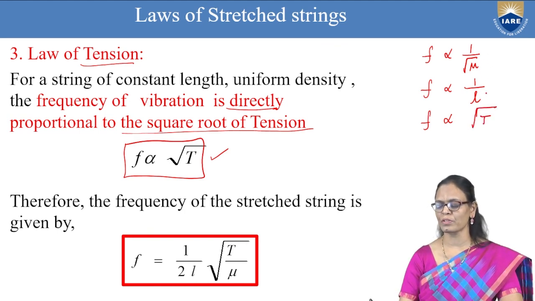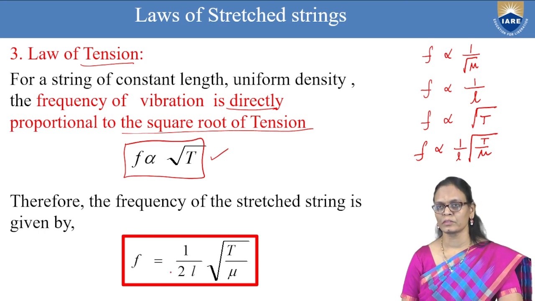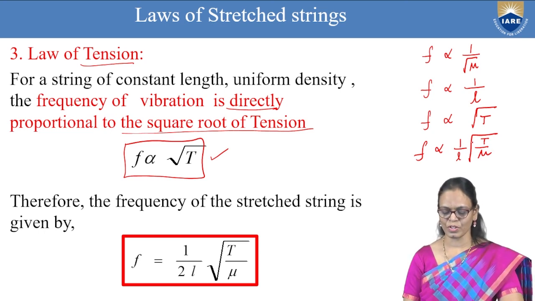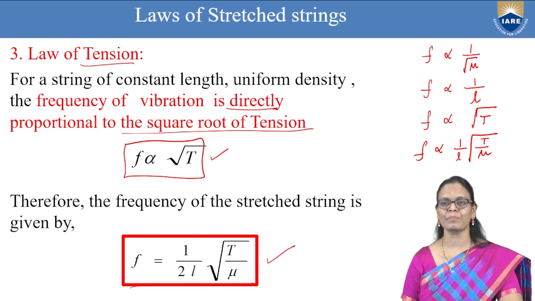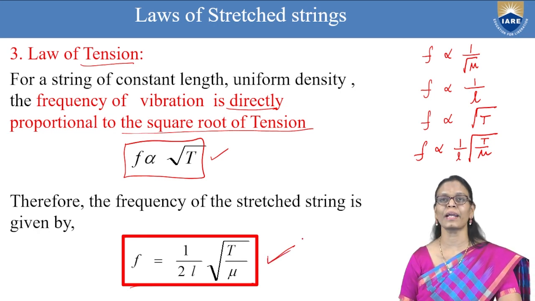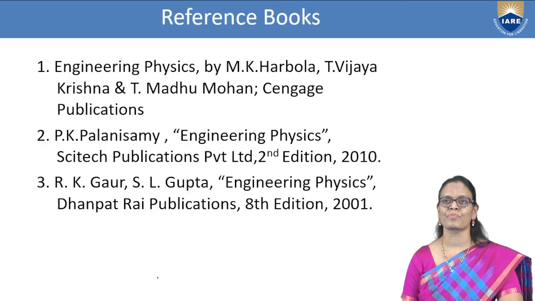Now I am going to combine all three and write it as F is proportional to 1 by L root T by mu. We can remove the proportionality sign and put a constant. So the frequency of the stretched string is given by F is equal to 1 by 2L root T by mu. This is the general expression for any stretched string to find the frequency.